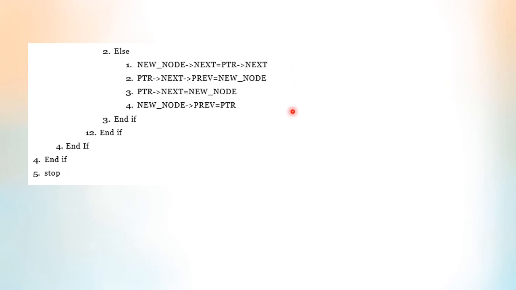In the else part, if you want to insert a new node in between two other nodes, these are the statements used. The new node's next part is assigned with pointer's next part. Pointer's next node's previous part is equal to the new node. Pointer's next is equal to the new node and the new node's previous equals pointer. So these are the statements used for inserting a new node in between two other nodes.